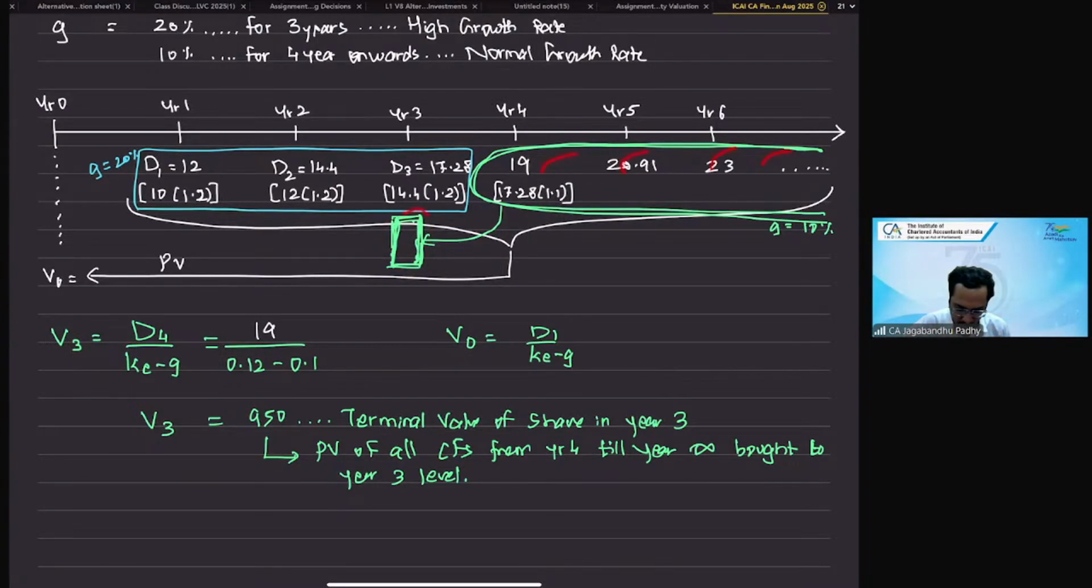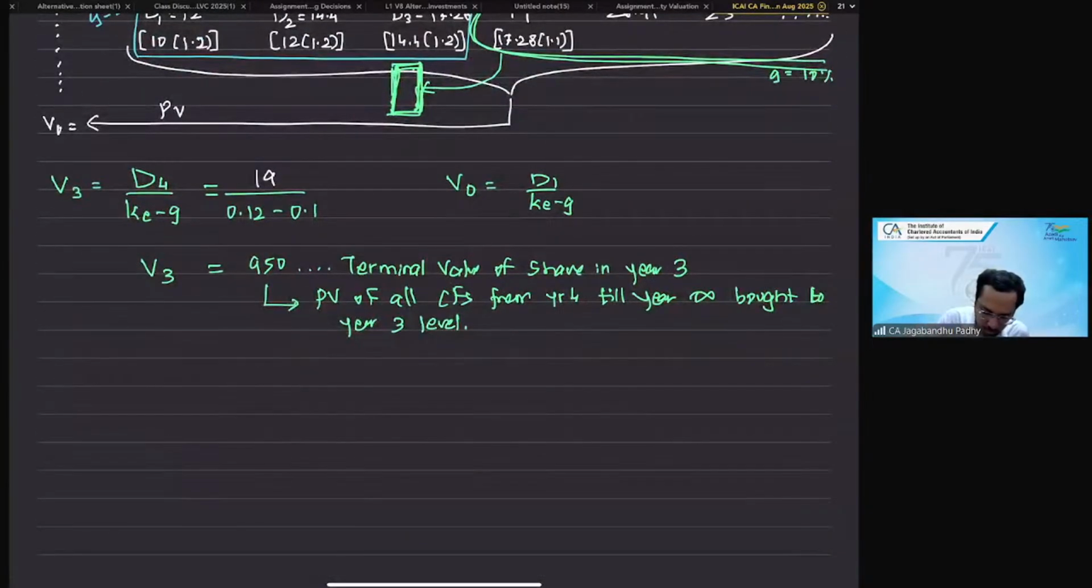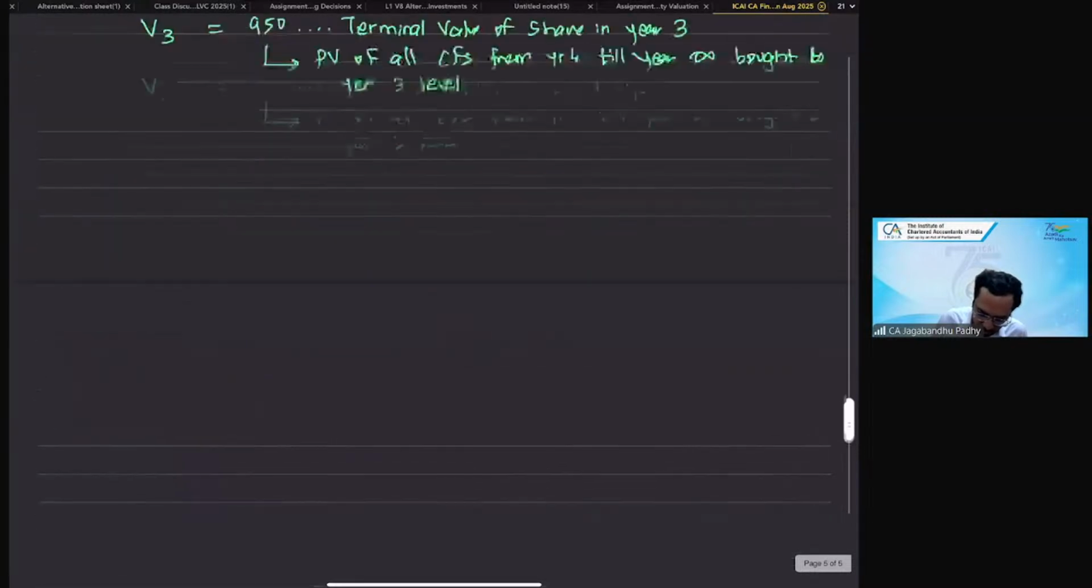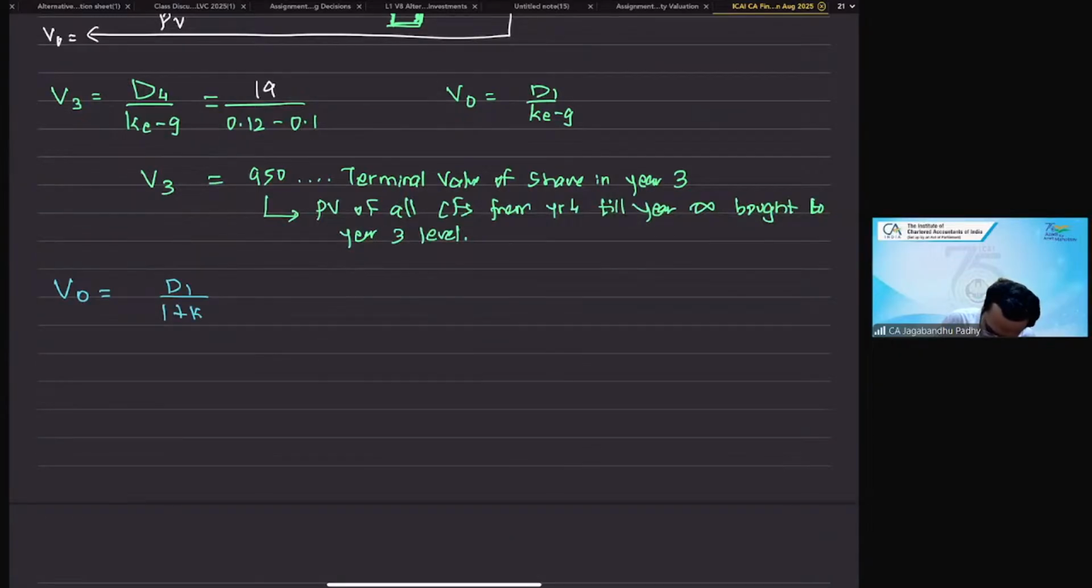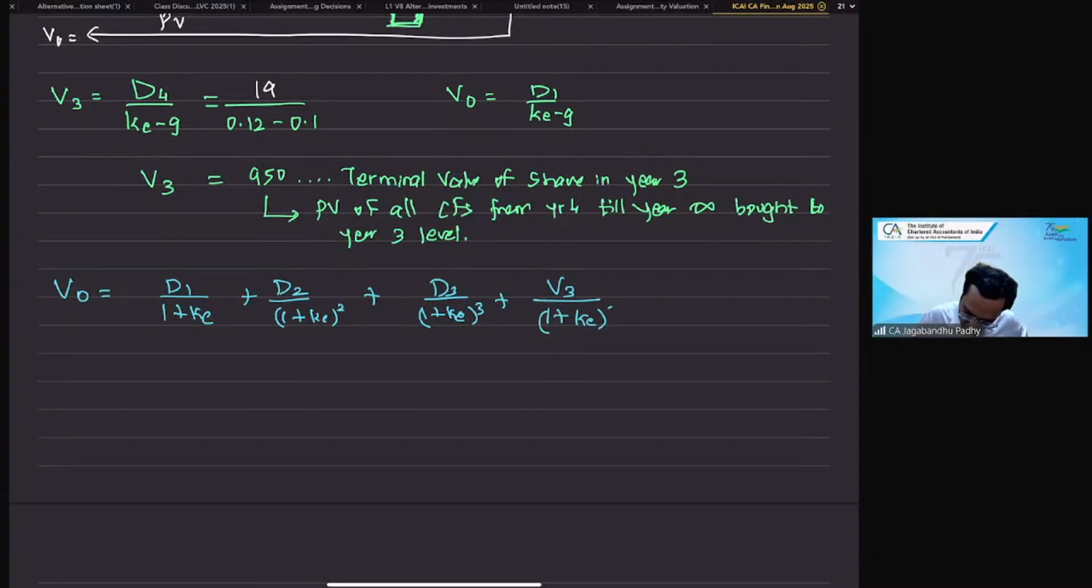Now, since all these cash flows are brought up to year 3 level, this is not actually the value of the share today. So if I want the value of share to be calculated today, how do we go about it? The value of share today is simply going to be the dividend in the first year, the dividend in the second year, plus the dividend in the third year, and also the value of the share in year 3. Value of the share in year 3 upon 1 plus KE cube. Right, so D1, D2, D3, you have 3 dividends divided by 1 plus K, 1 plus K square, 1 plus K cube.